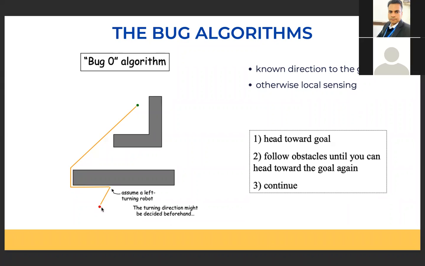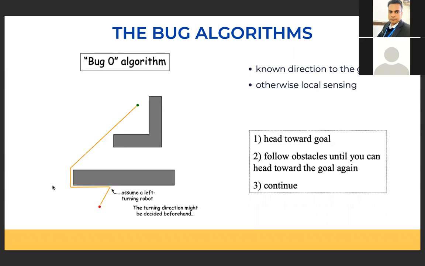So here is the start location. This is the goal position. You move in this direction because it is pointing towards the goal. Then after you hit this obstacle, you have to turn either left or right. But that turning direction has to be fixed beforehand. Like if the robot is turning left, it should turn left throughout. This is something that the user has to decide beforehand.